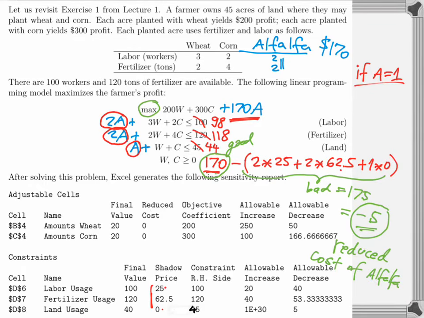So if tomorrow, suddenly I open the paper in the commodities section and alfalfa now has a profit of 180, then this would become a positive 5 and alfalfa would be a good idea. Notice this is not telling me how much alfalfa I'm going to plant. It's just telling me planting alfalfa would help. To know exactly how many acres of it to plant, you would have to solve the model again. All right? So this is the idea of the reduced cost.